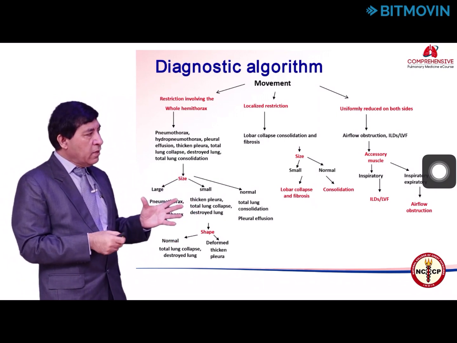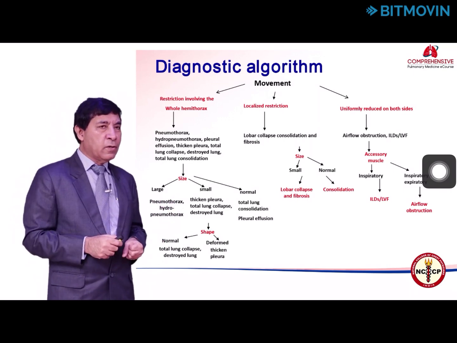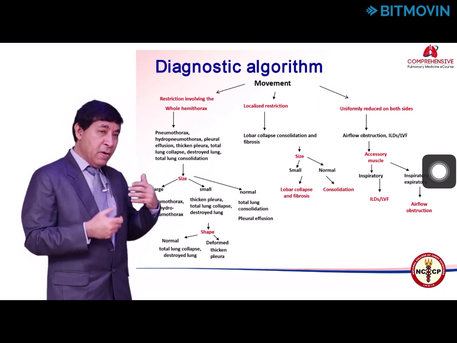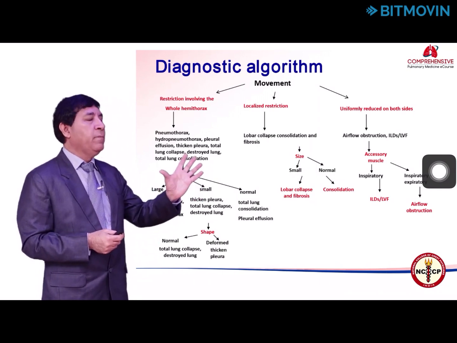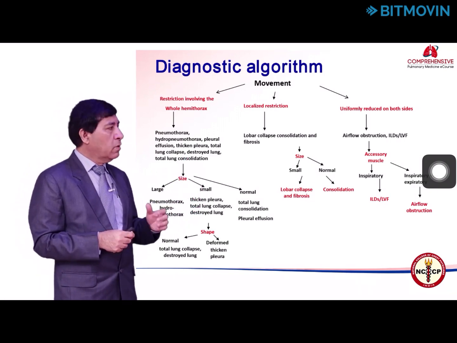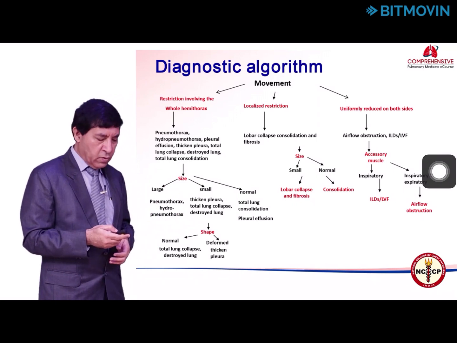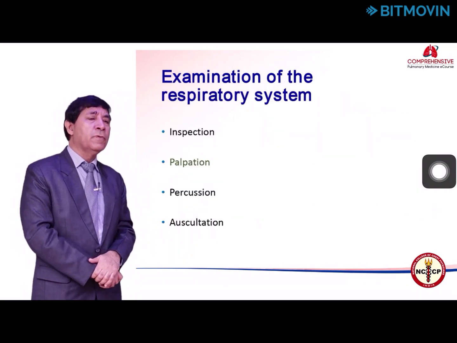So this way it can give you an idea that most of the respiratory conditions can be a spot diagnosis, because by being very observant, by doing a very thorough inspection, you will be able to know a lot of information and able to make a differential diagnosis for your patient. So after the inspection, now we go to the palpation.